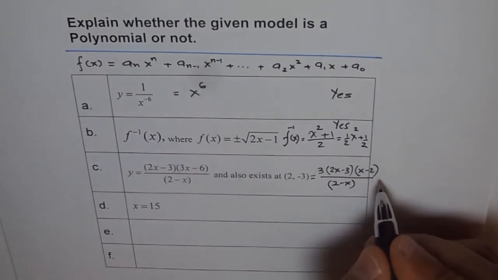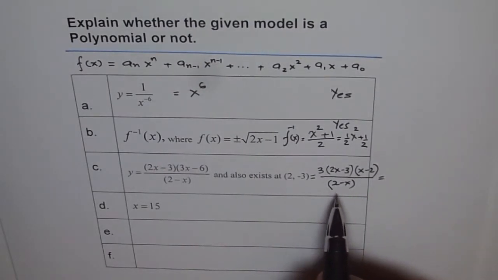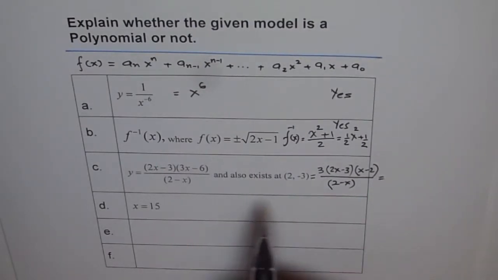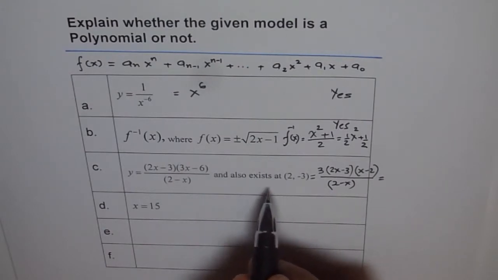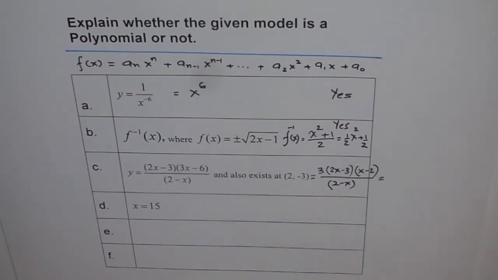Now fine, and clearly it has a restriction that x cannot be equal to 2, but we have given here that it exists as 2, so you can always superimpose, right? So it's a function which is for all real values, but for x equals 2 the value is minus 3. Now this could be simplified further, right?